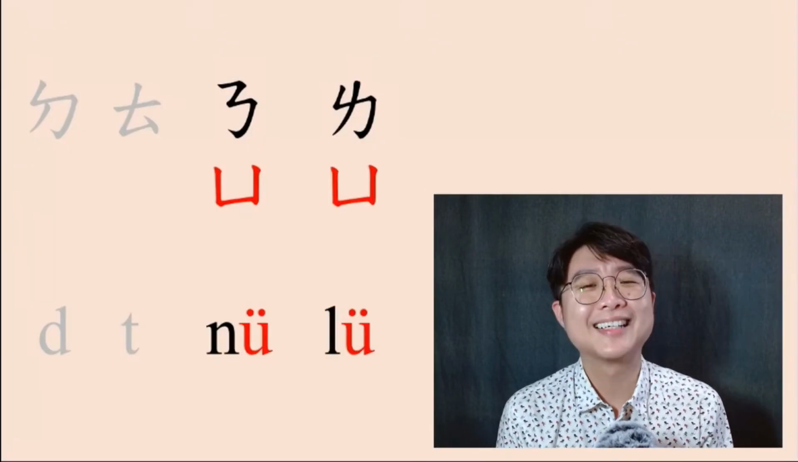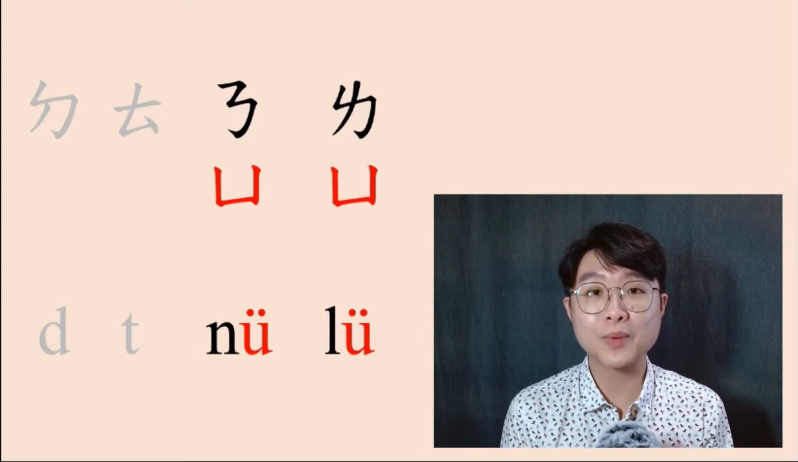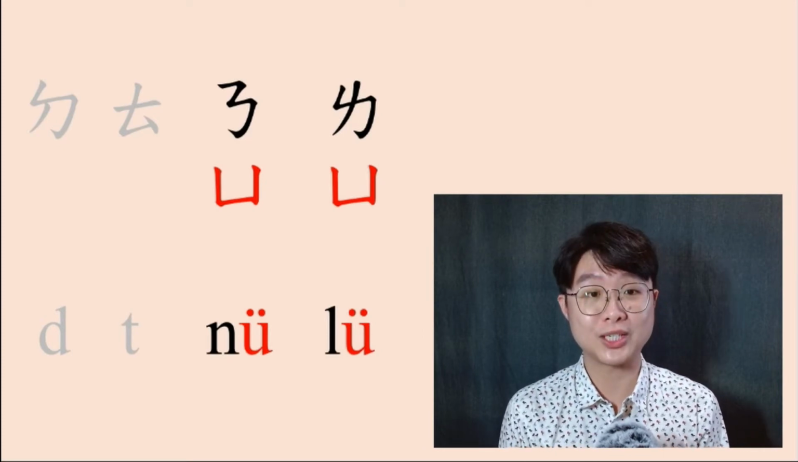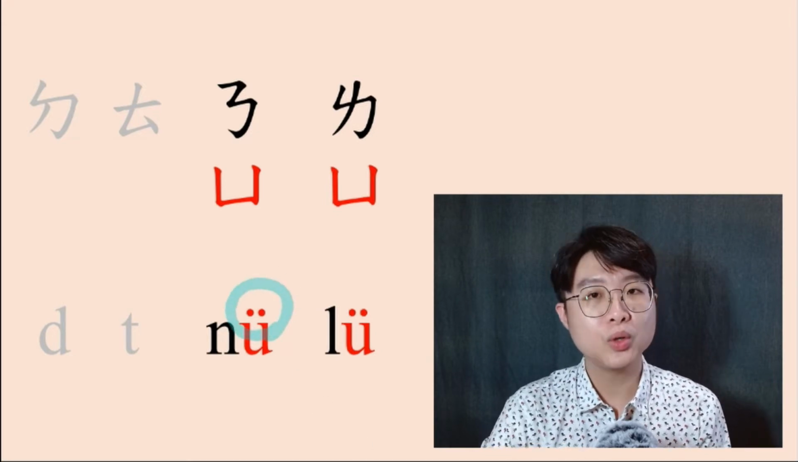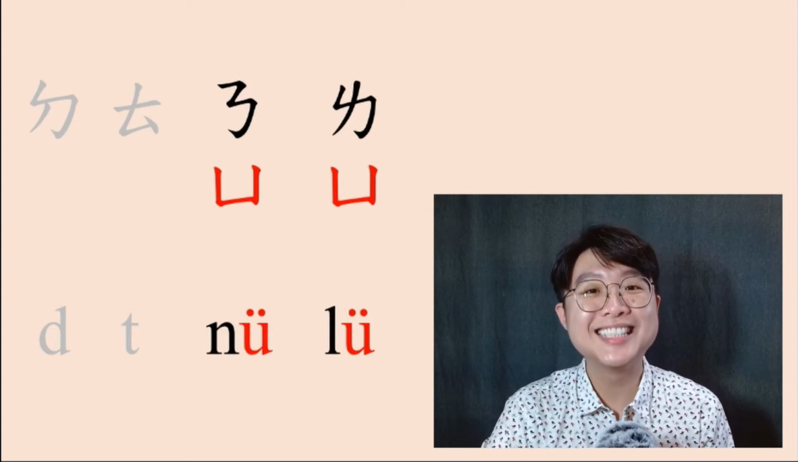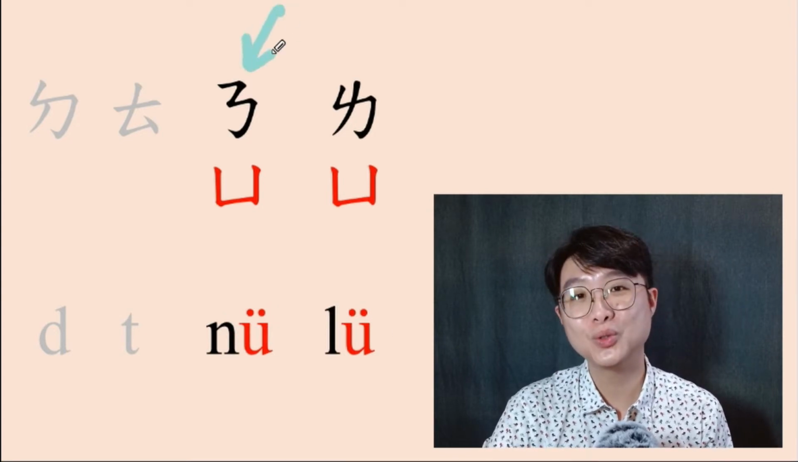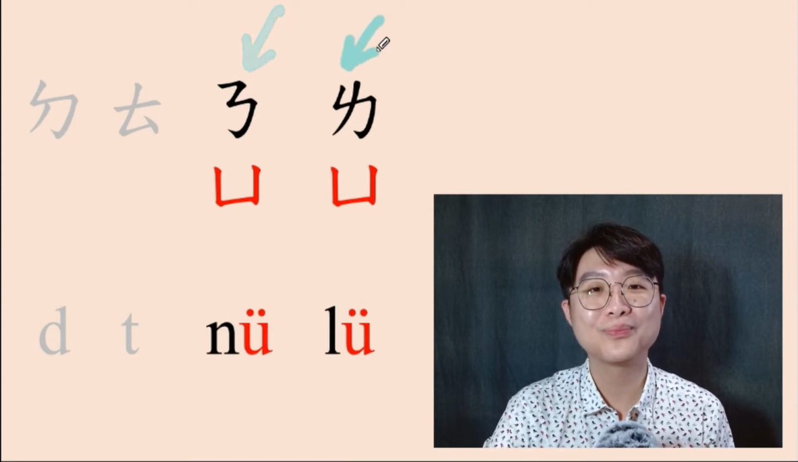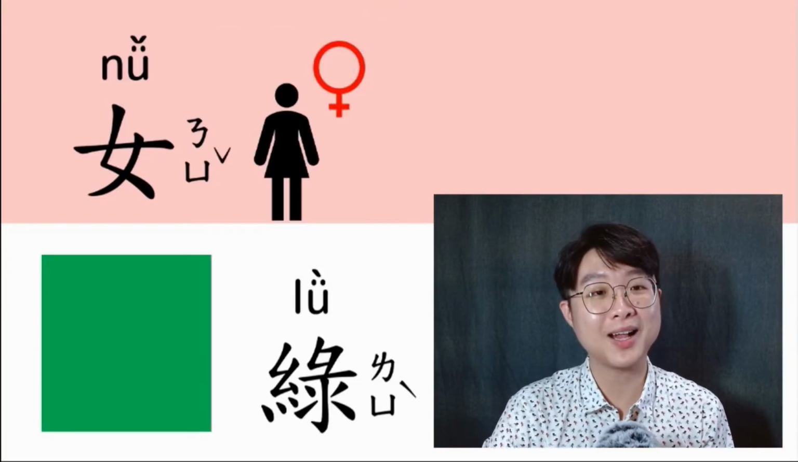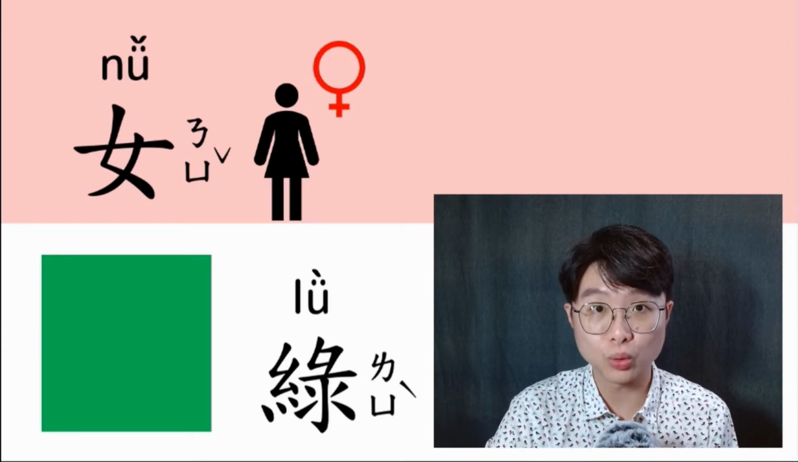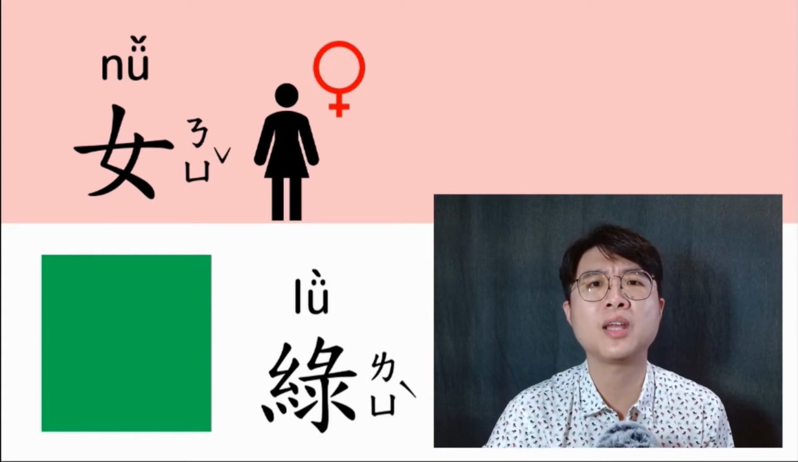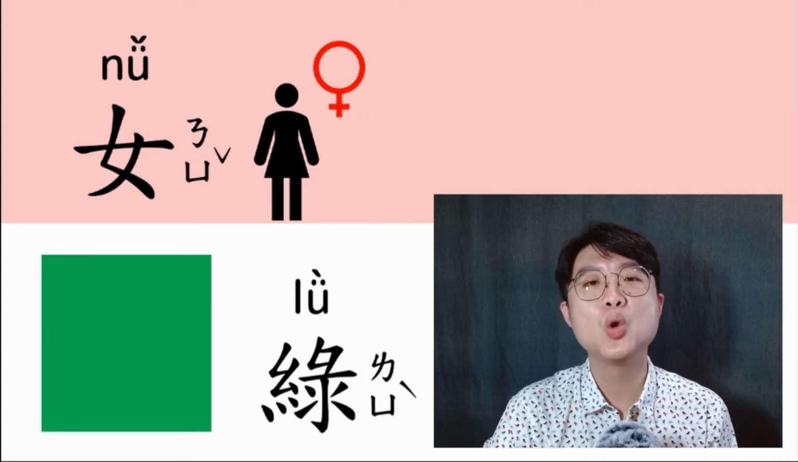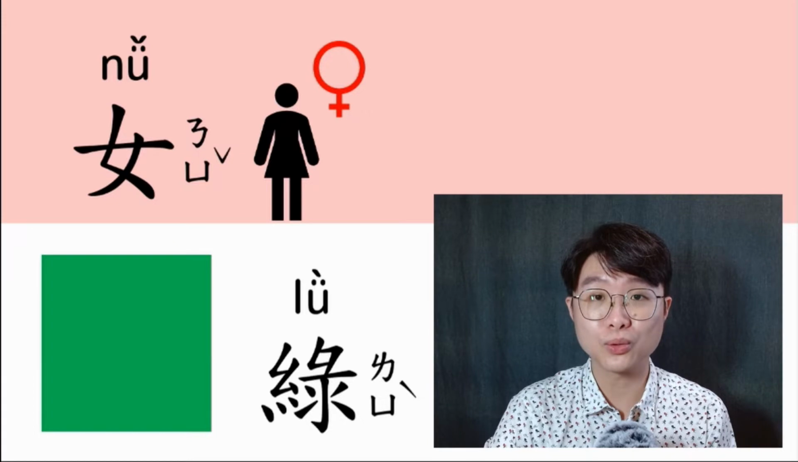铁路. I'm going to introduce you a very special vowel, which is ü, two tiny dots above the vowel u, and it only goes with n and l. Nü, lü. Let's have an example. Oh, girls, female, we say nü, nü. And green, the color green, we say lü, lü.